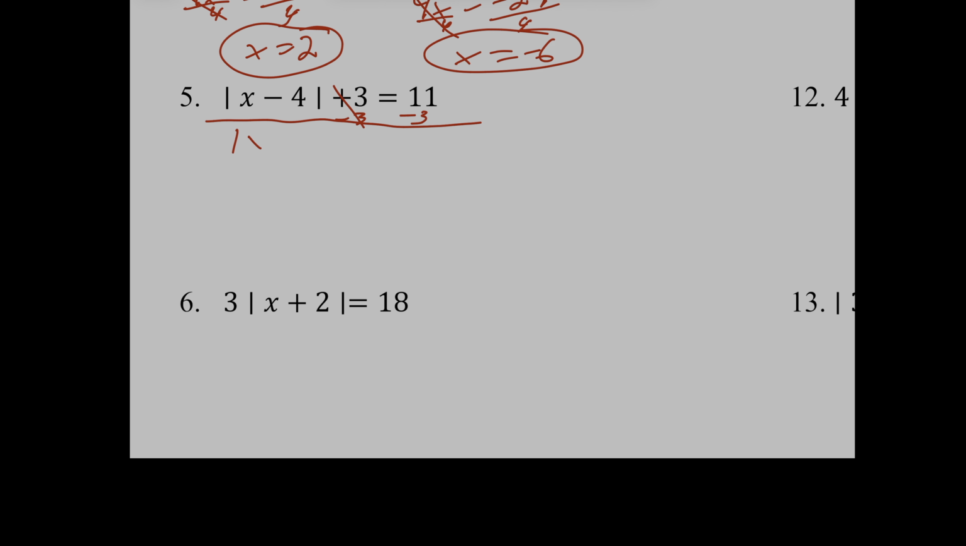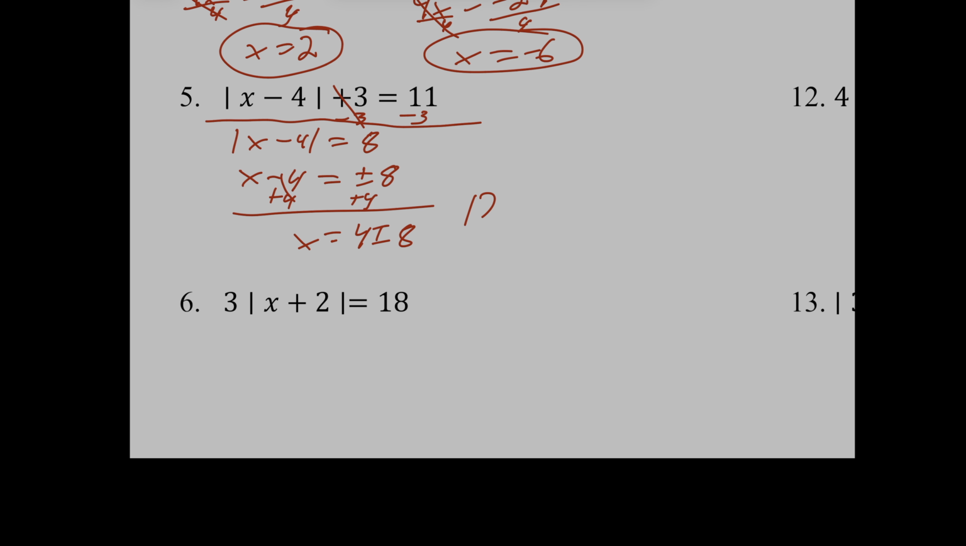And then once I do that, I get my absolute value of x minus 4 equals 8. Now the absolute value is alone. Now I can do this. X minus 4 equals, let's try this way, plus or minus 8. Once I add 4 to both sides, I'm going to get x equals 4 plus or minus 8.